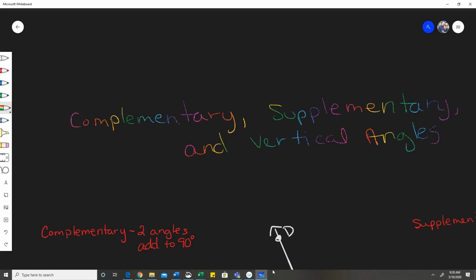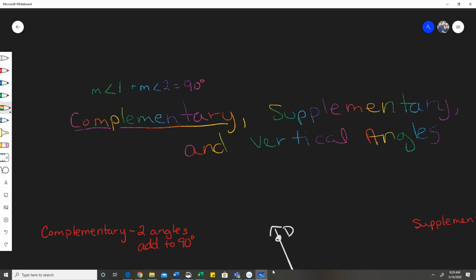Hi guys, today we're talking about complementary, supplementary, and vertical angles. Just a quick note, complementary angles are going to add up to equal 90 degrees. So the measure of angle 1 plus the measure of angle 2 is going to equal 90 degrees.